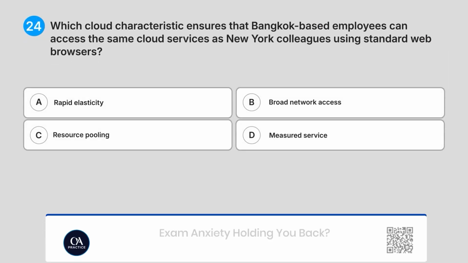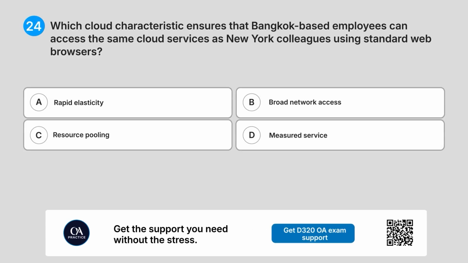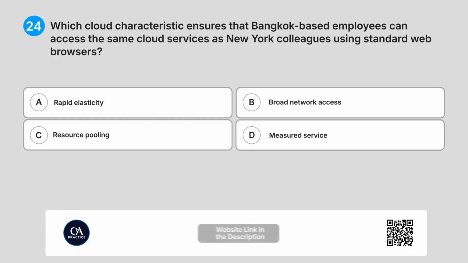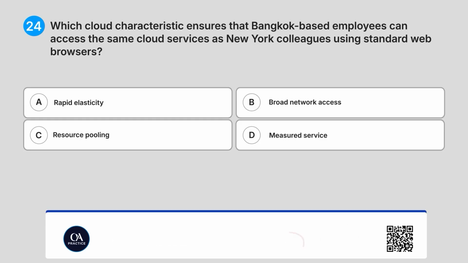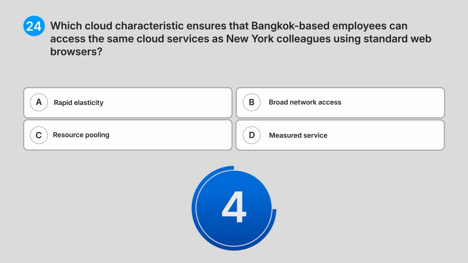24. Which cloud characteristic ensures that Bangkok-based employees can access the same cloud services as New York colleagues using standard web browsers? A. Rapid elasticity. B. Broad network access. C. Resource pooling. D. Measured service. Do you know the answer?